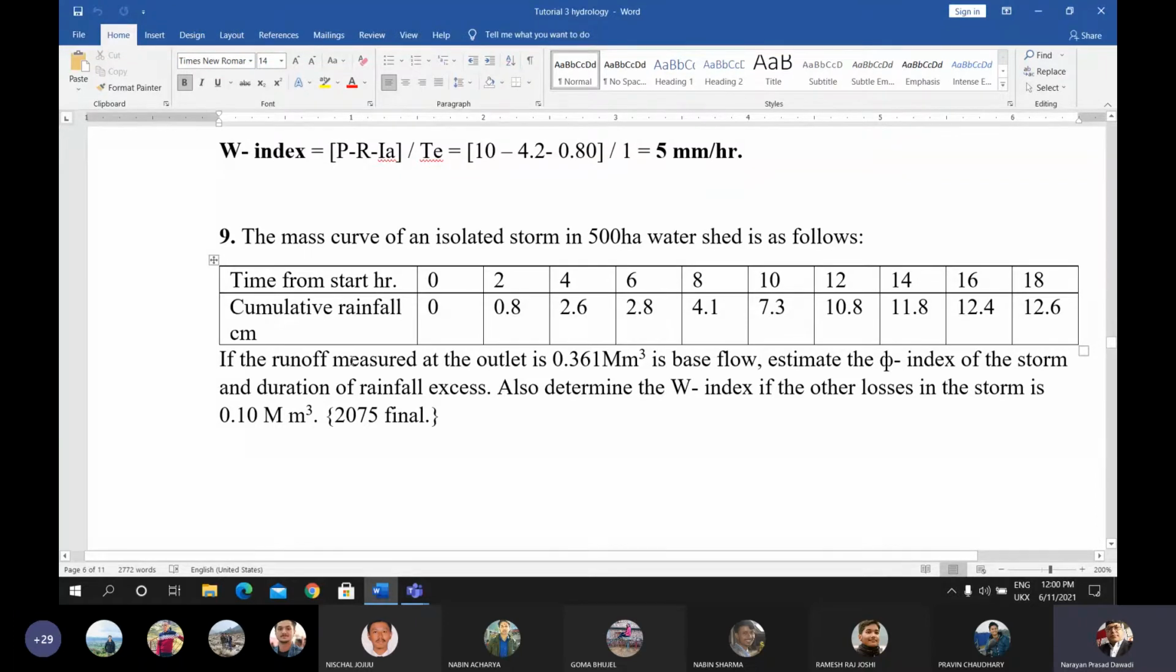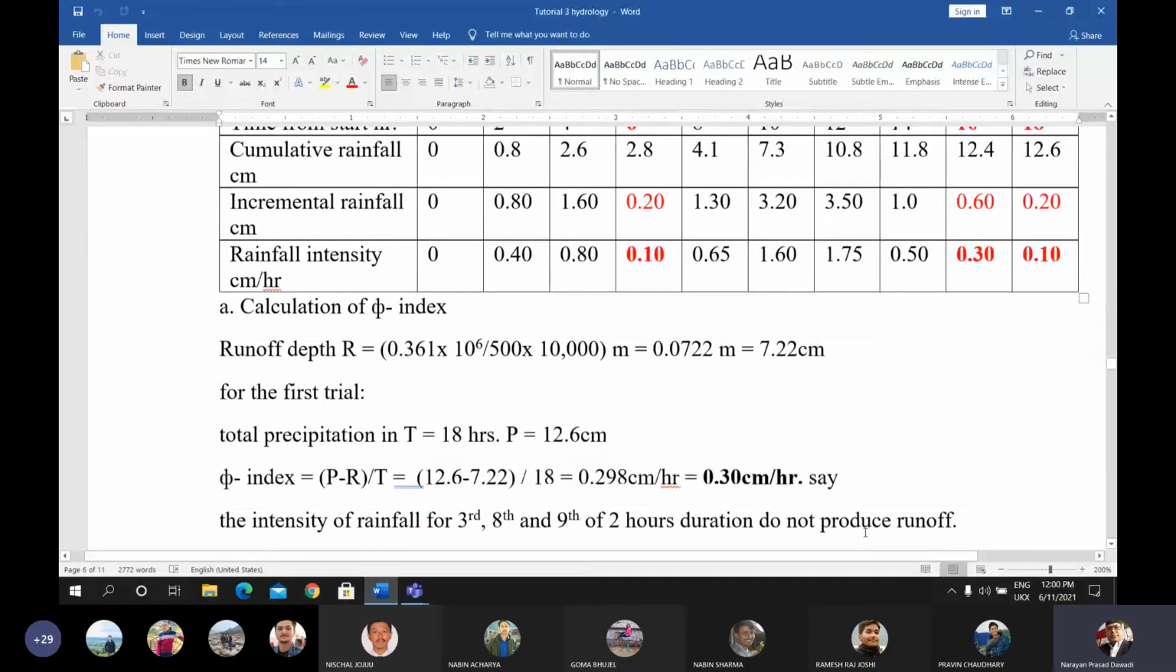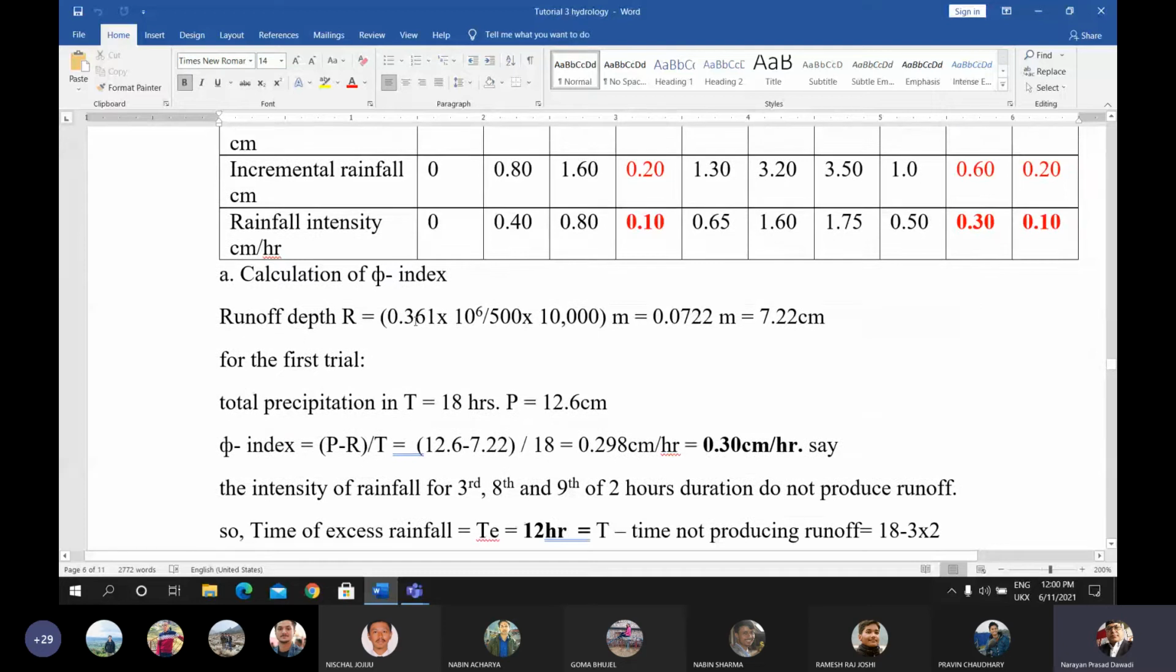The R value can be calculated by dividing the volume of the runoff by the area of the catchment, and you will get the runoff in terms of the depth of flow. Now this is done. Runoff depth R is equal to the volume of the runoff water, that is 0.361 million meter cube. To make it into meter cube, you must multiply it by 10 to the power 6, because it is given in millions. Total will be 0.361 into 10 to the power 6 meter cube.